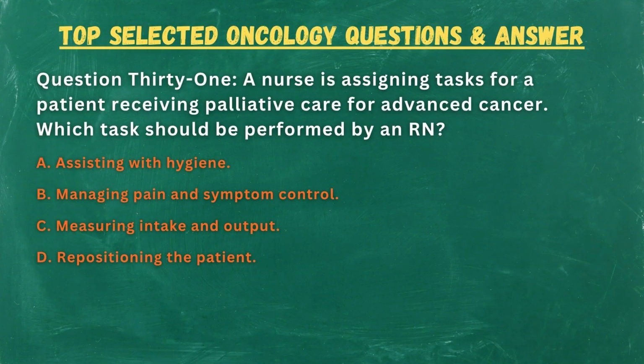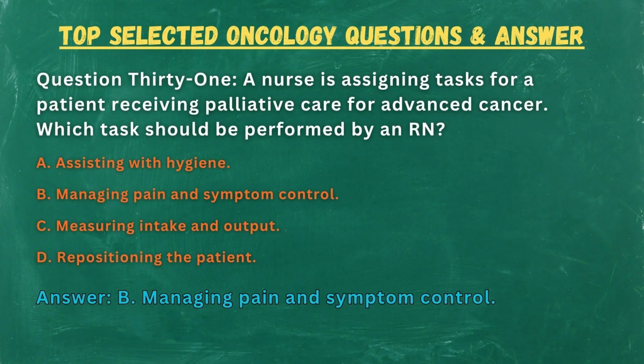Question 31. A nurse is assigning tasks for a patient receiving palliative care for advanced cancer. Which task should be performed by an RN? A. Assisting with hygiene. B. Managing pain and symptom control. C. Measuring intake and output. D. Repositioning the patient. Answer. B. Managing pain and symptom control.